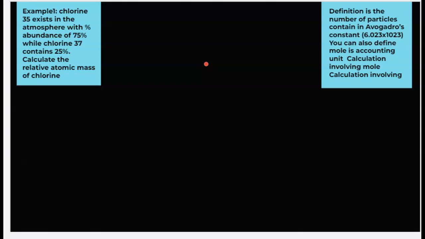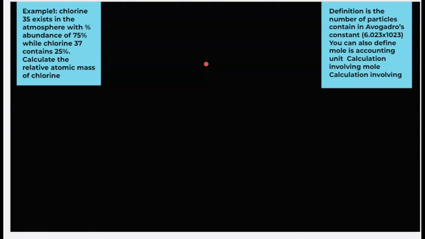You can also define mole as a counting unit, but this definition is very weak. So this is the most common definition: if you are told to define mole, you say number of particles contained in Avogadro's constant. In mole, it involves majorly calculation.